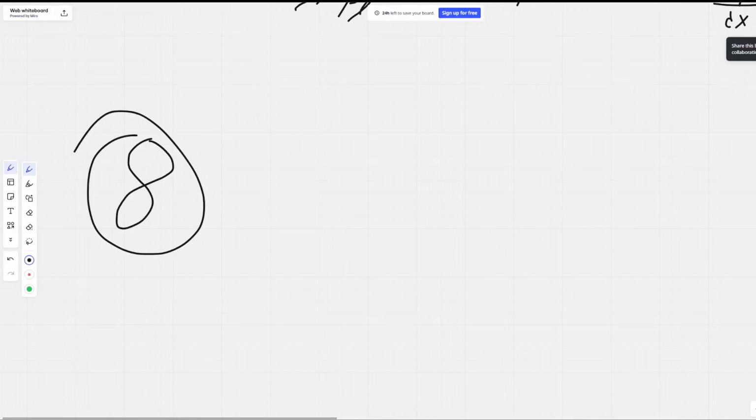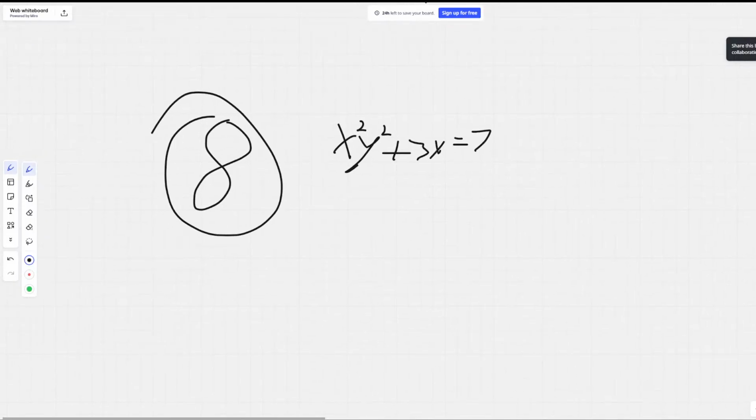So number 8. x squared y squared plus 3x equals 7. Squared y squared, 3x, that's a 3, equals 7. Alright.